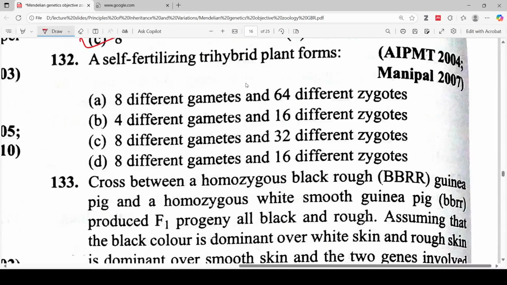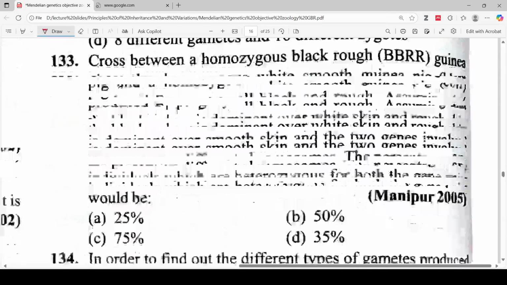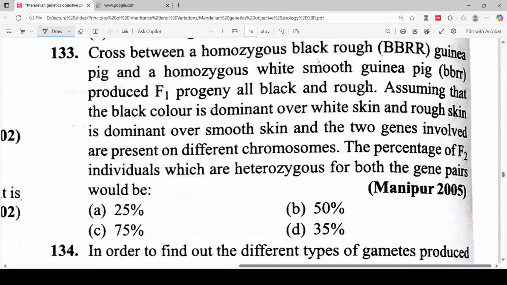A self-fertilizing trihybrid plant forms. So the correct answer is option A. Read the following question carefully and I'll tell you the answer. A will be the correct answer.